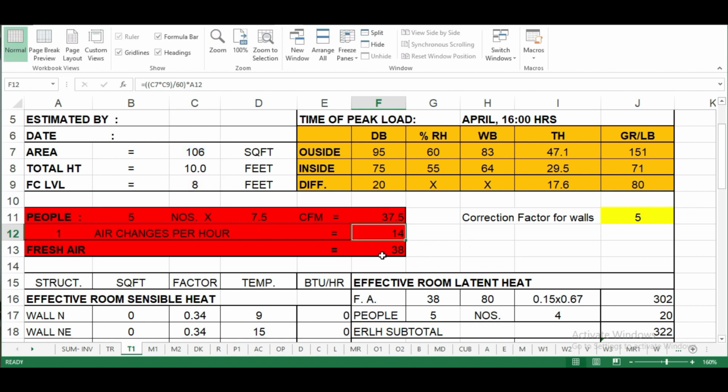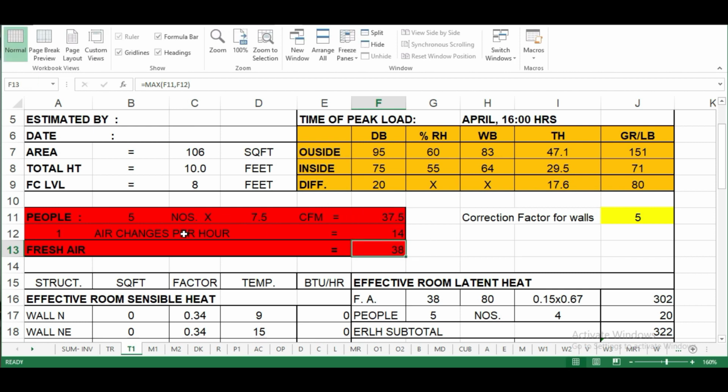Next, these are the two values from the two ways of calculating CFM. Then the height comes to 38. From the two values, the highest value is always considered. Since it's 37.5, rounded up it's 38, we have considered 38. As you see, the formula over here is MAX of F11, that is 37.5, comma F12, that is 14.